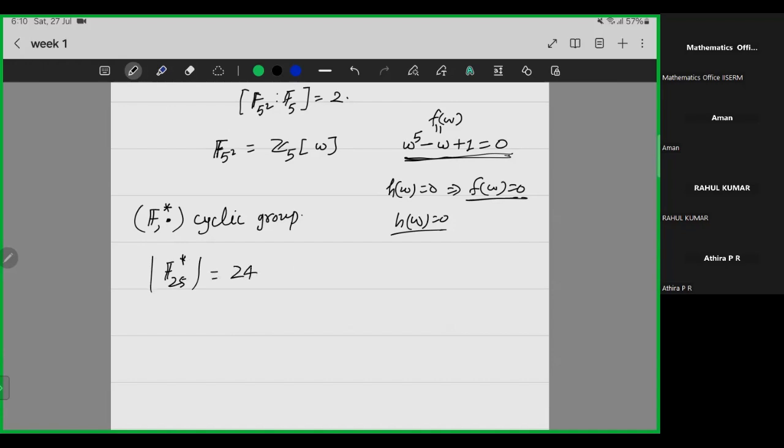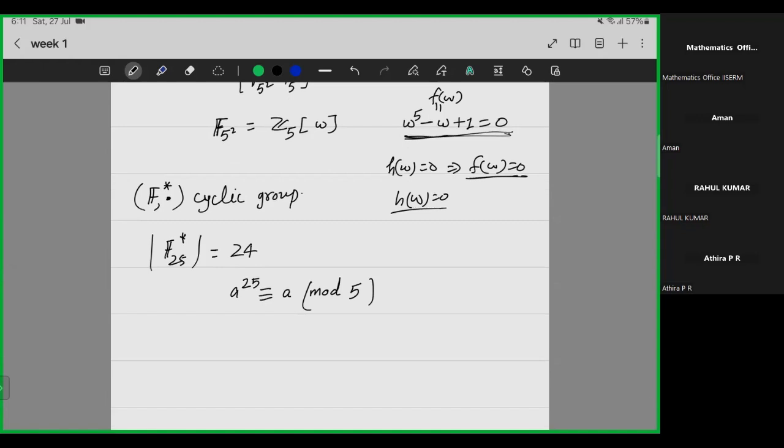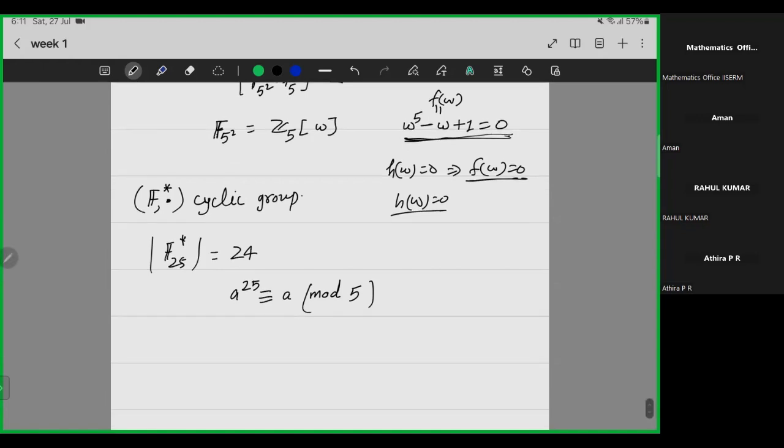So every element, if you power it to 24, you will get the identity, 1. So better, if you take any element and power it to 25, it will be the same element. Any element, if you power it by 25, that will be the same element.